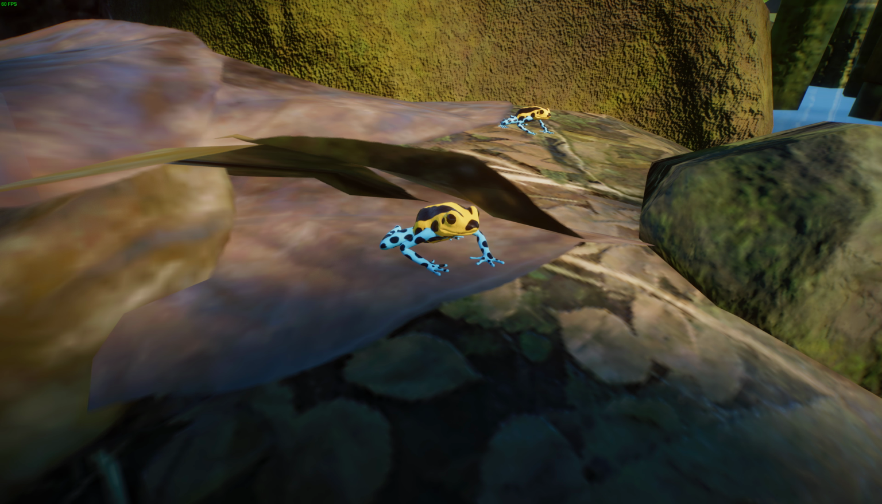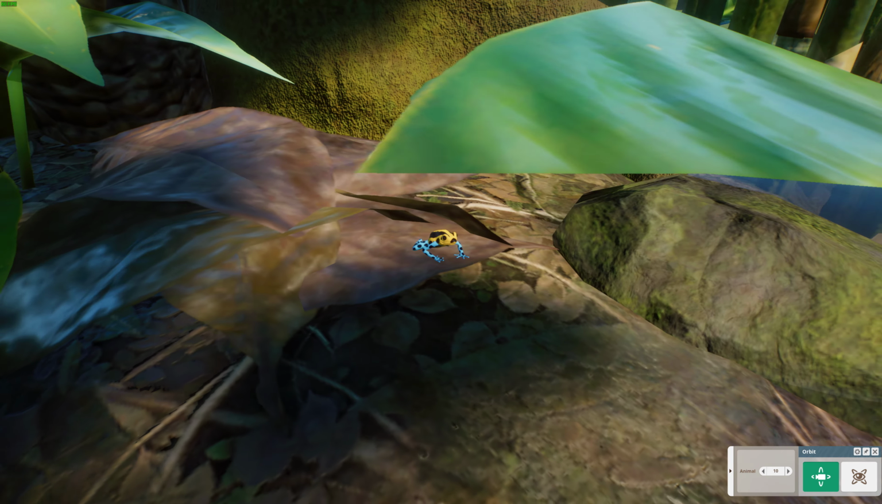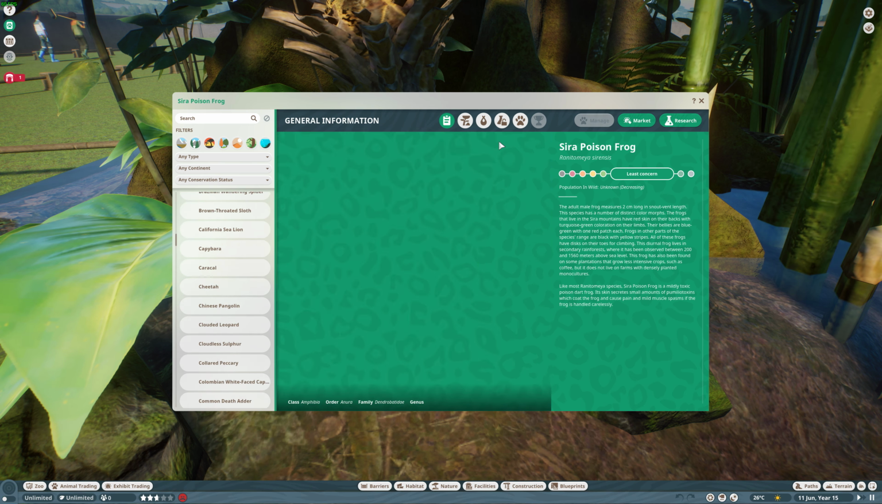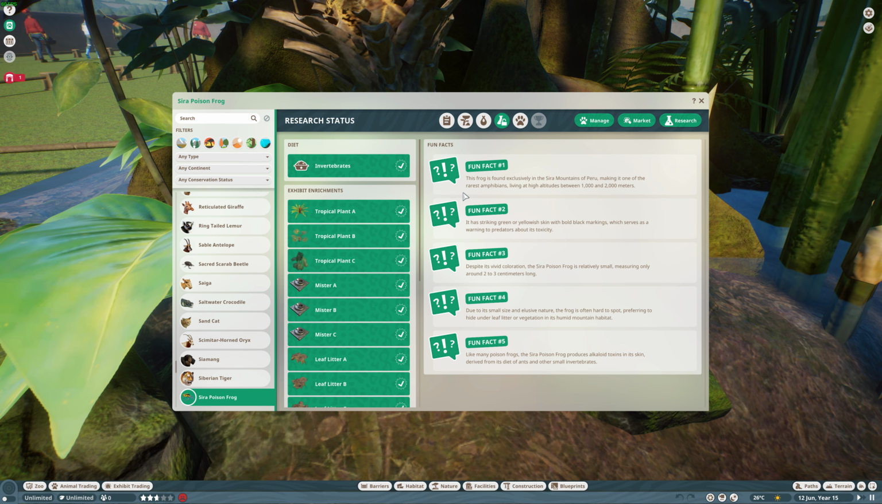But luckily there are quite a few protected areas within their range that they can survive in, so it's not too much of a concern. But yeah, another really, really cool species, so let's have a look at the thing, see if there's any other information that we missed out on. We missed that, 2 centimeters long, hard to spot. Yeah, we already mentioned that. Alright, so that is the Sara poison frog.